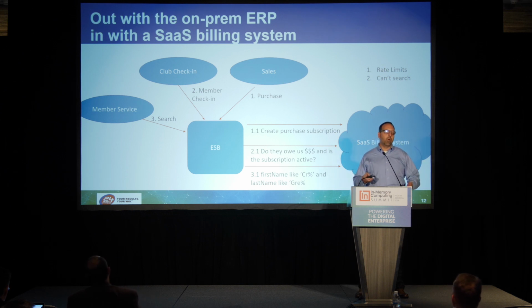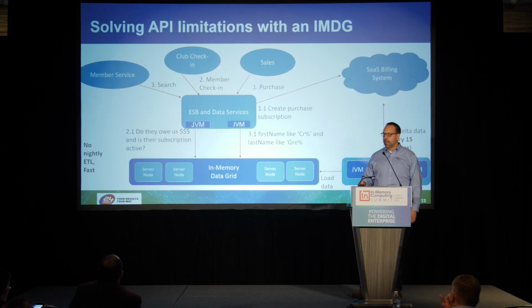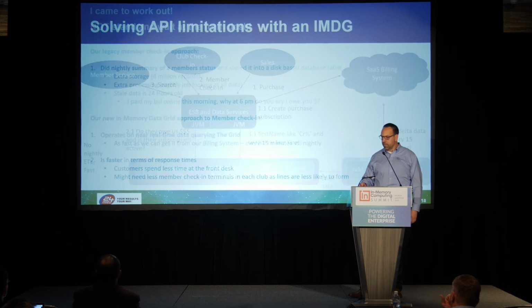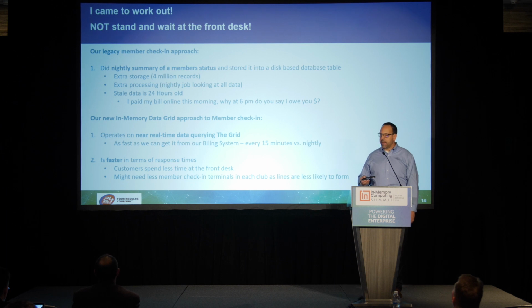If you made a payment in the morning but came in to work out in the afternoon, the front desk would tell you, you owe us money. But now, with all of that data in the grid, we query in near real time, because we're 15 minutes delayed from getting the data from our SaaS billing system, but that's a lot better than 23 and a half hours delayed.